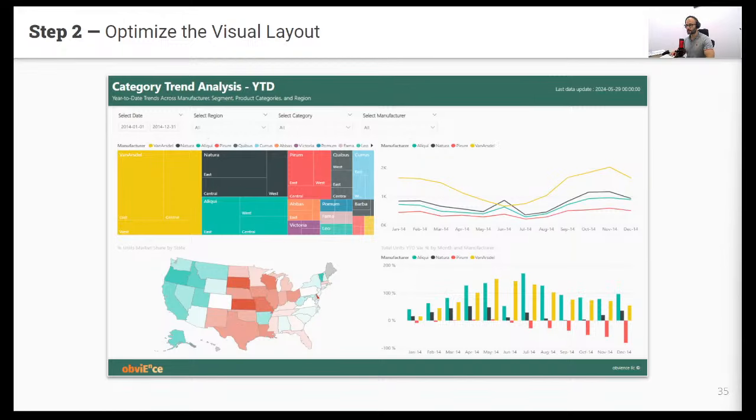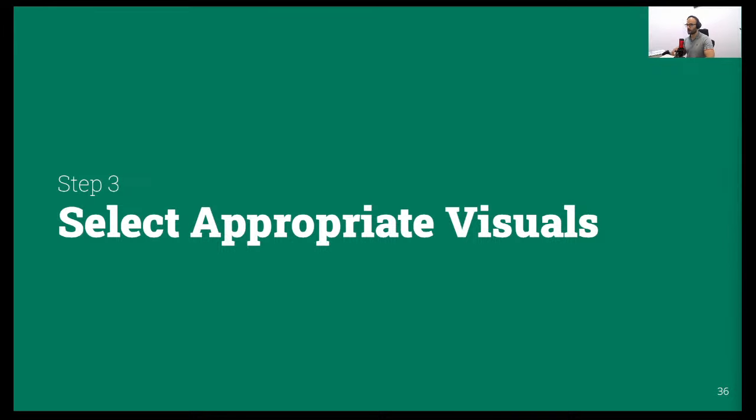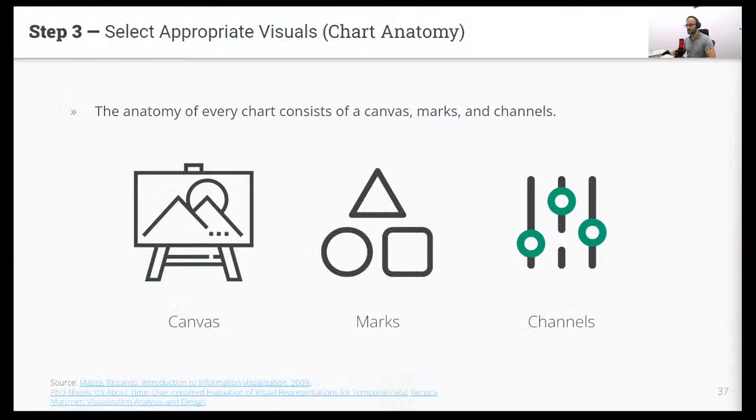So that being done, we can move on to step 3. How do we select the appropriate visual? Well, in order for us to select an appropriate visual, we need to know how visuals are created or what they are made of, for example. We can say that all visual representations consist of a canvas, marks, and channels.